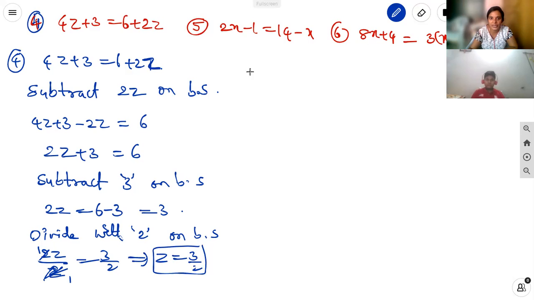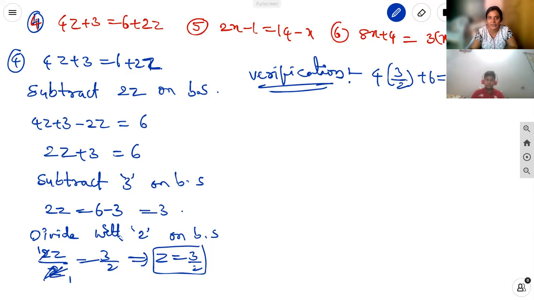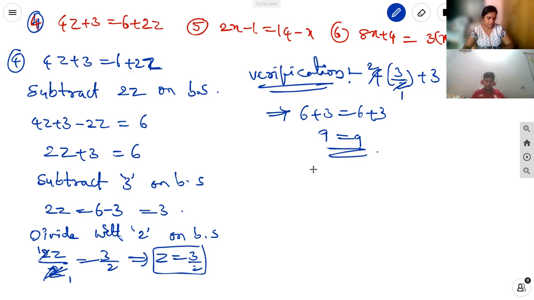In this also we can check the verification. Verification: 4 into 3/2 plus 3 on the left-hand side equals 6 plus 2 into 3/2. 2 twos are 4, 2 ones are 2; 2 threes are 6, plus 3 equals 6 plus 3. From this, 9 = 9. So verified.